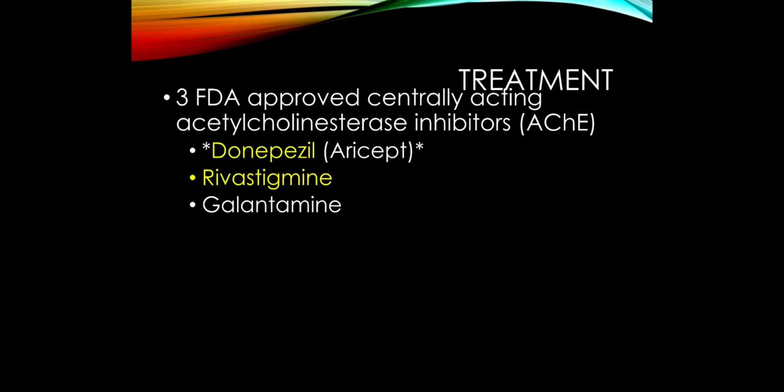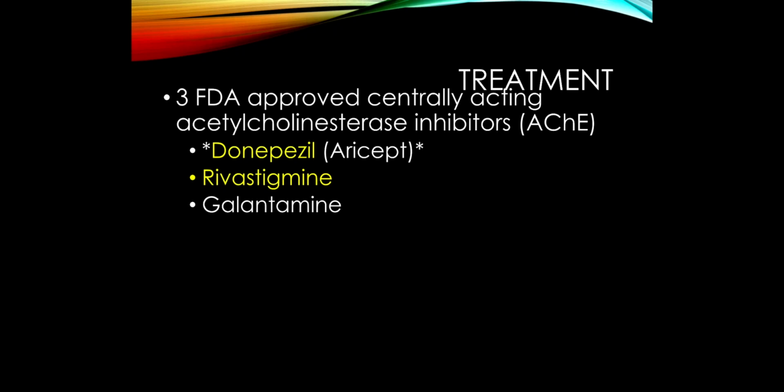Now, in terms of treatment, there are 3 FDA-approved acetylcholinesterase inhibitors. This is different than pyridostigmine, which mainly acts peripherally. These medications mainly act centrally in the brain. They do have a little bit of a peripheral effect, but it's mainly central. The 2 that I would like you to know, the highest yield for boards, would certainly be donepezil, but rivastigmine is another one to know because we're going to come back to this medication. So know these 2. Galantamine is one that I won't ask you, but it is another centrally acting acetylcholinesterase inhibitor.